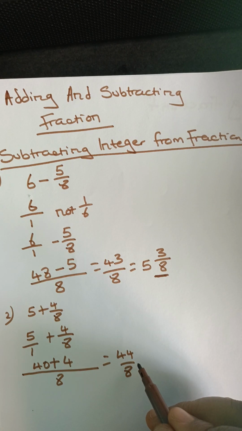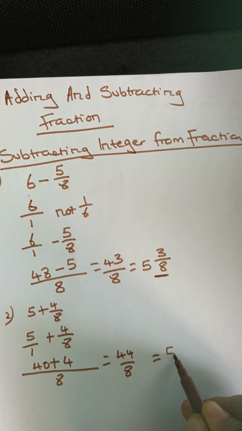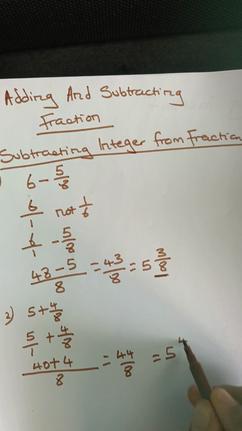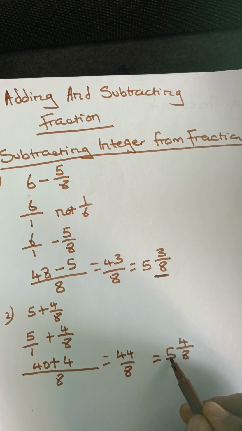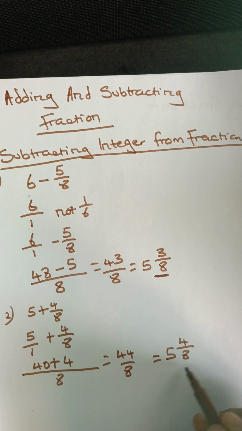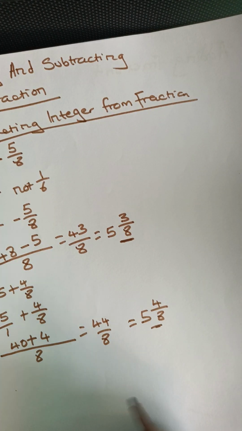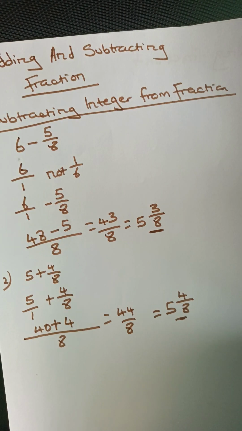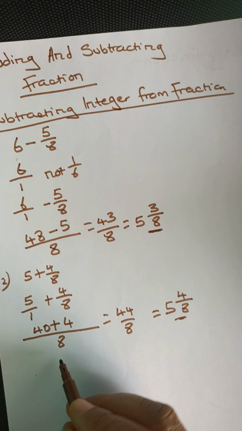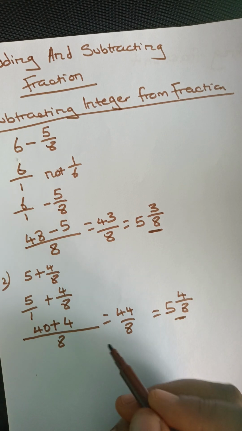44 over 8. And then how many 8s are in 44? 5. Remainder 4 over 8. To be sure, you just solve this. 8 times 5 is 40. 40 plus 4, 44. So it means we are correct. 44 over 8. So that is it with that. So let's try another one. Let's leave this type. I guess you now understand this.